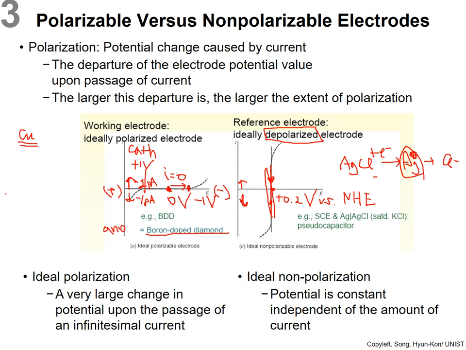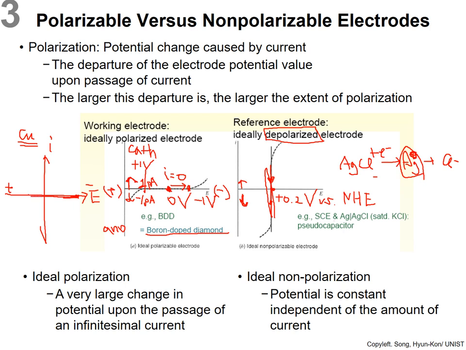Let me draw the IV curve. This is the potential, E or V, this is the current, and the plus, minus. And then let me sweep the potential from some negative value to a positive value. What happens? At the very first, at potentials that are negative enough, there is no oxidation of copper. So there is a very tiny current observed.